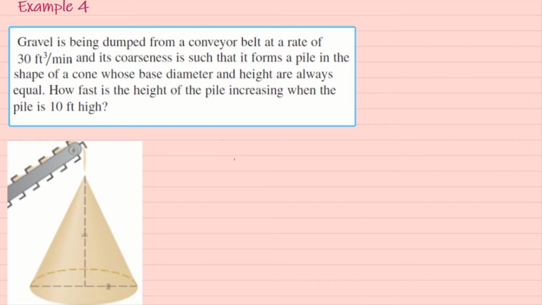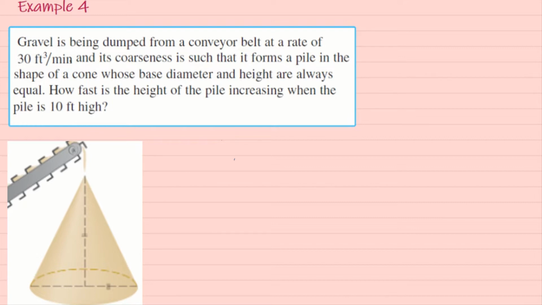Gravel is being dumped from a conveyor belt at a rate of 30 cubic feet per minute, and its coarseness is such that it forms a pile in the shape of a cone whose base diameter and height are always equal. How fast is the height of the pile increasing when the pile is 10 feet high?